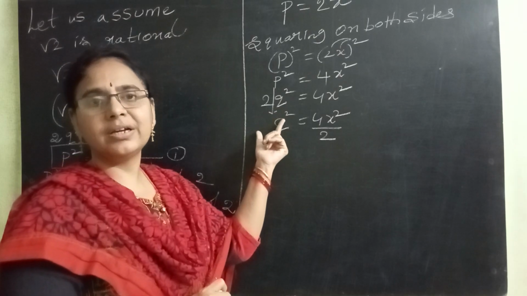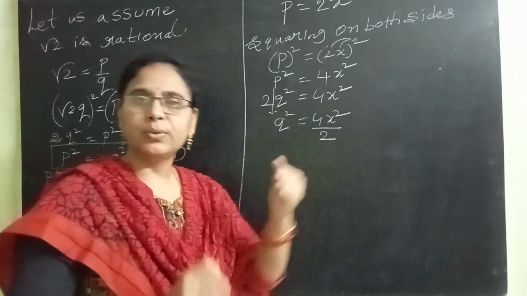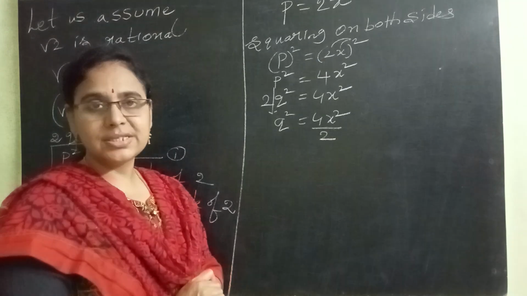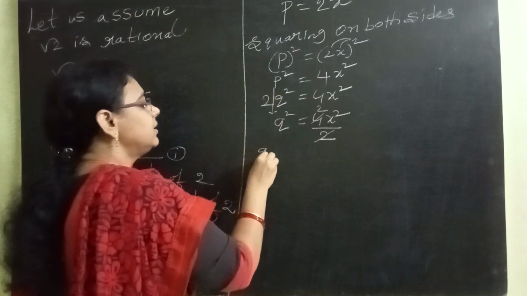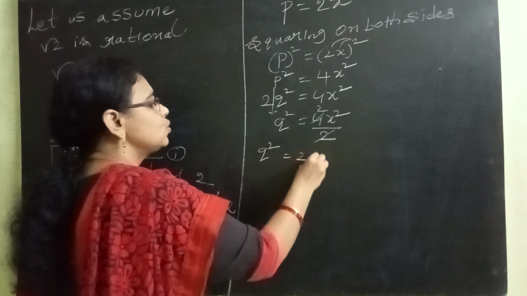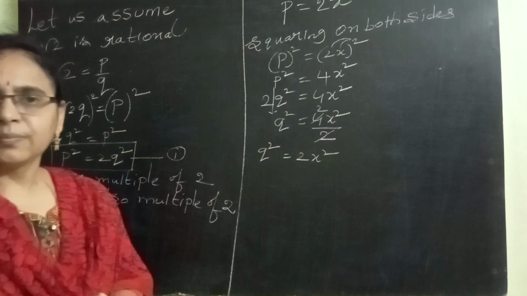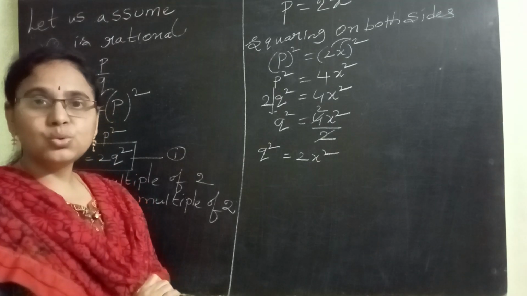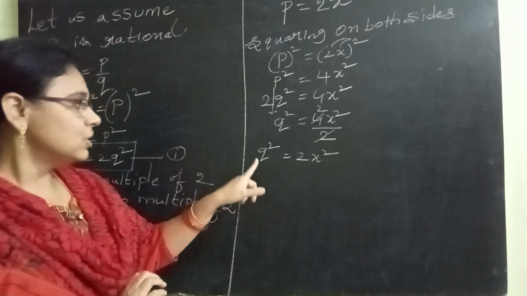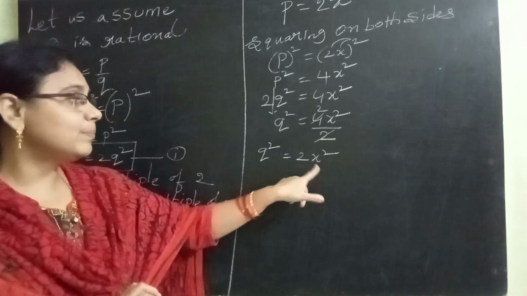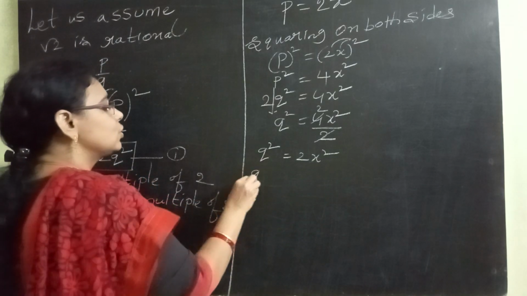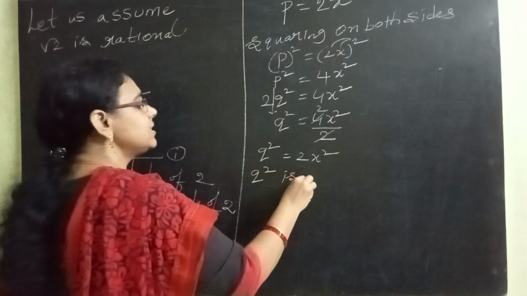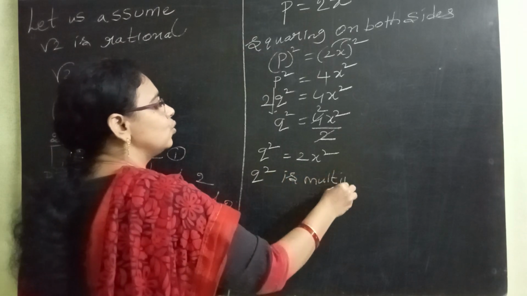Here product is going on. I transpose to the opposite side. It becomes division. Now cancel 2 for 2 times. Then q square is 2x square. That means q square is a multiple of 2. 2 into something. So q square is a multiple of 2.